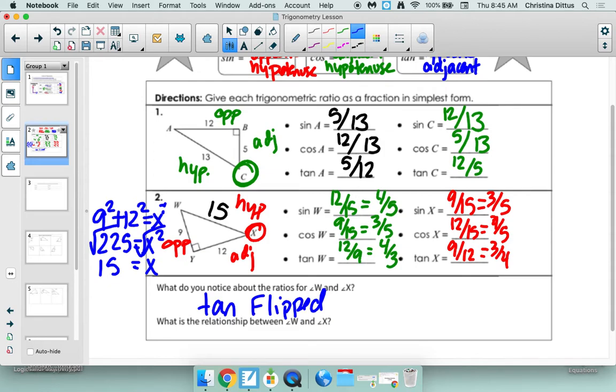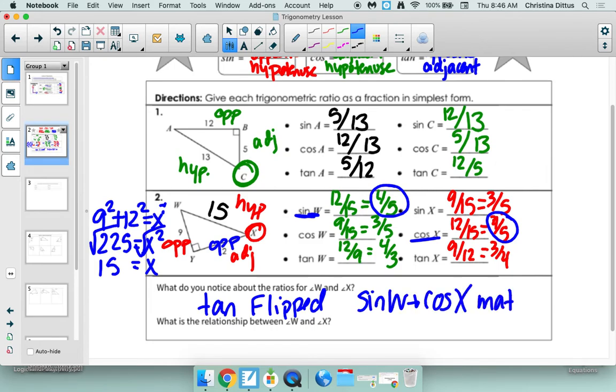What do you notice about the sines and cosines? They're the same, but just for different angles. Yeah, so my sine of W is 4 over 5, which matches what? Your cosine. My cosine of X is 4 over 5. Well, that kind of makes sense, right? Because what's opposite to one angle, like this was opposite over hypotenuse for my W, well, for my X, it's adjacent. So we notice that sine of W and cosine of X match. It works the same for sine of X and cosine of W.